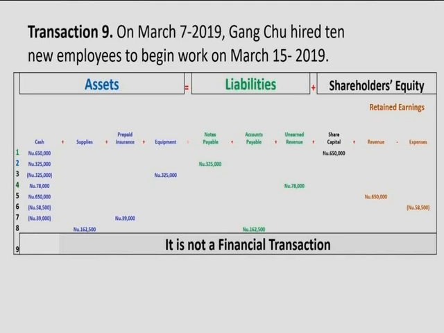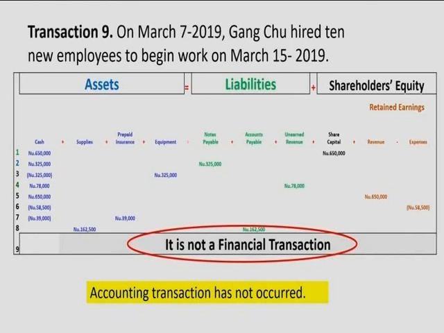So this transaction, of course, has taken place in the business. However, it does not have financial characteristics, or it cannot be measured in terms of money. It does not have any effect on the accounting equation. Therefore, transaction number 9 is not recorded in the accounting equation. So an accounting transaction has not occurred for this, thus we do not record it in the books of accounts, and we do not even write it in the accounting equation also.